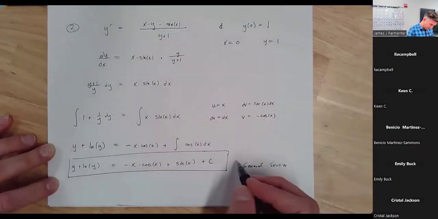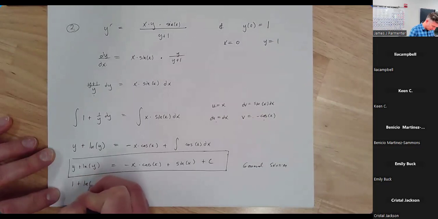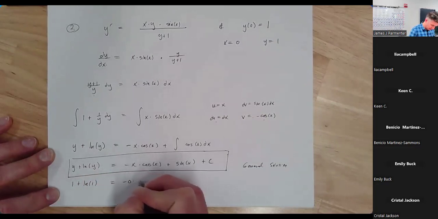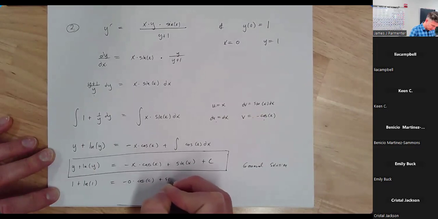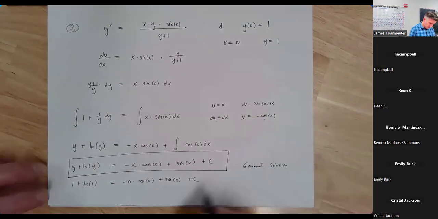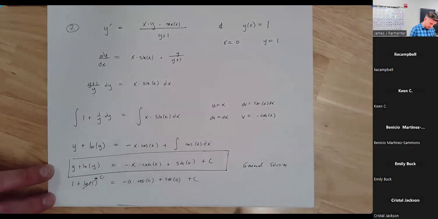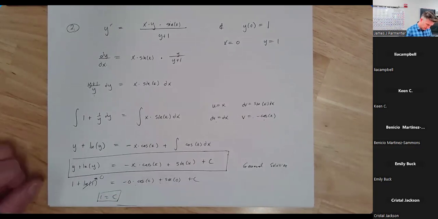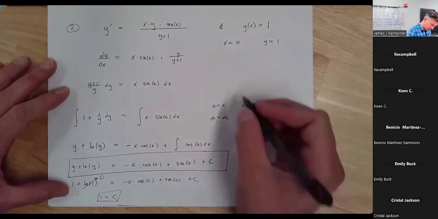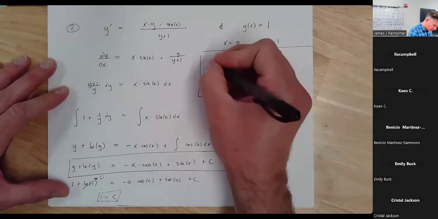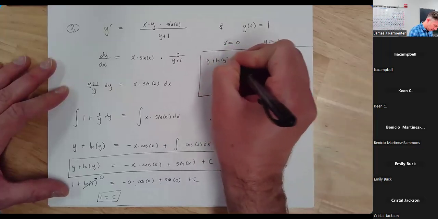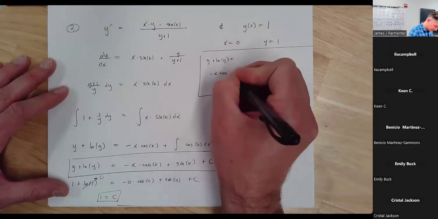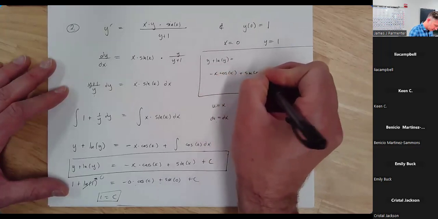So then I do that, I get 1 plus the natural log of 1 equal to negative 0 times cosine of 0 plus sine of 0 plus c, and then 1 plus natural log of 1, that's a 1. So I have 1 equal to 0 plus c. So c is just 1. I feel like I've seen this problem before. It might have been a homework problem. I don't know. So then our particular solution is going to be y plus the natural log of y equal to negative x cosine of x plus sine of x plus 1.